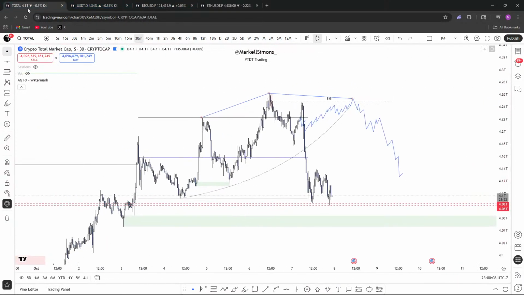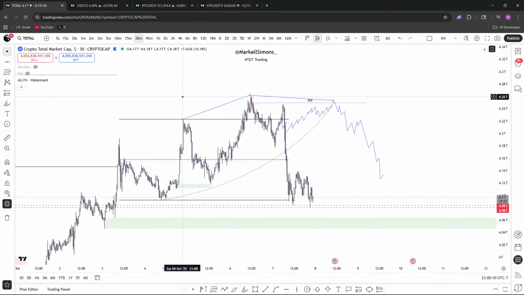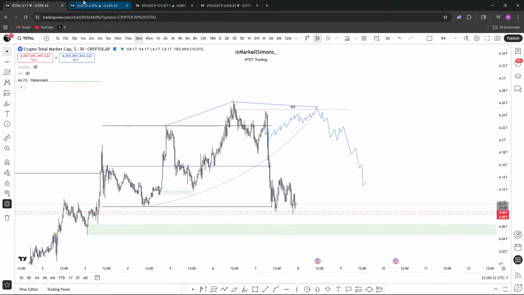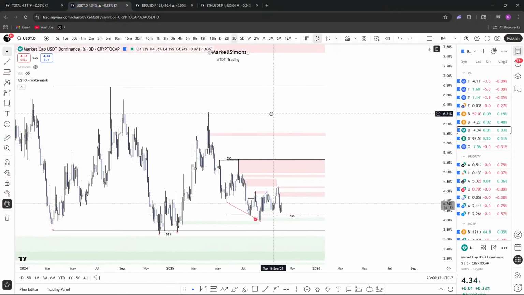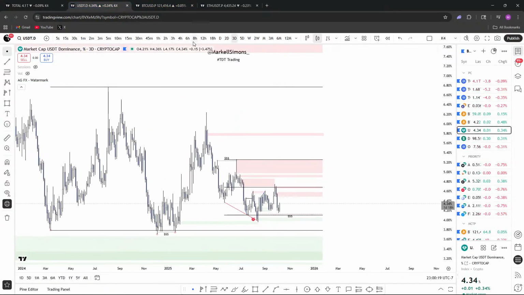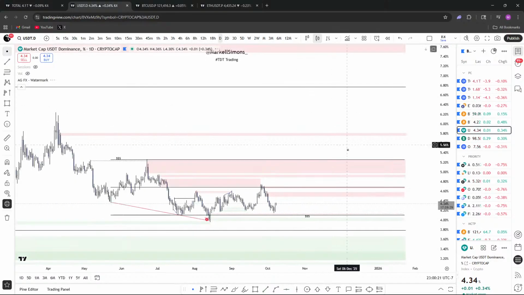And that's on TOTAL. I like to use TOTAL in confluence with my setups. I always use TOTAL, USDT, and BTC. So looking at USDT right now, we are getting a bounce.